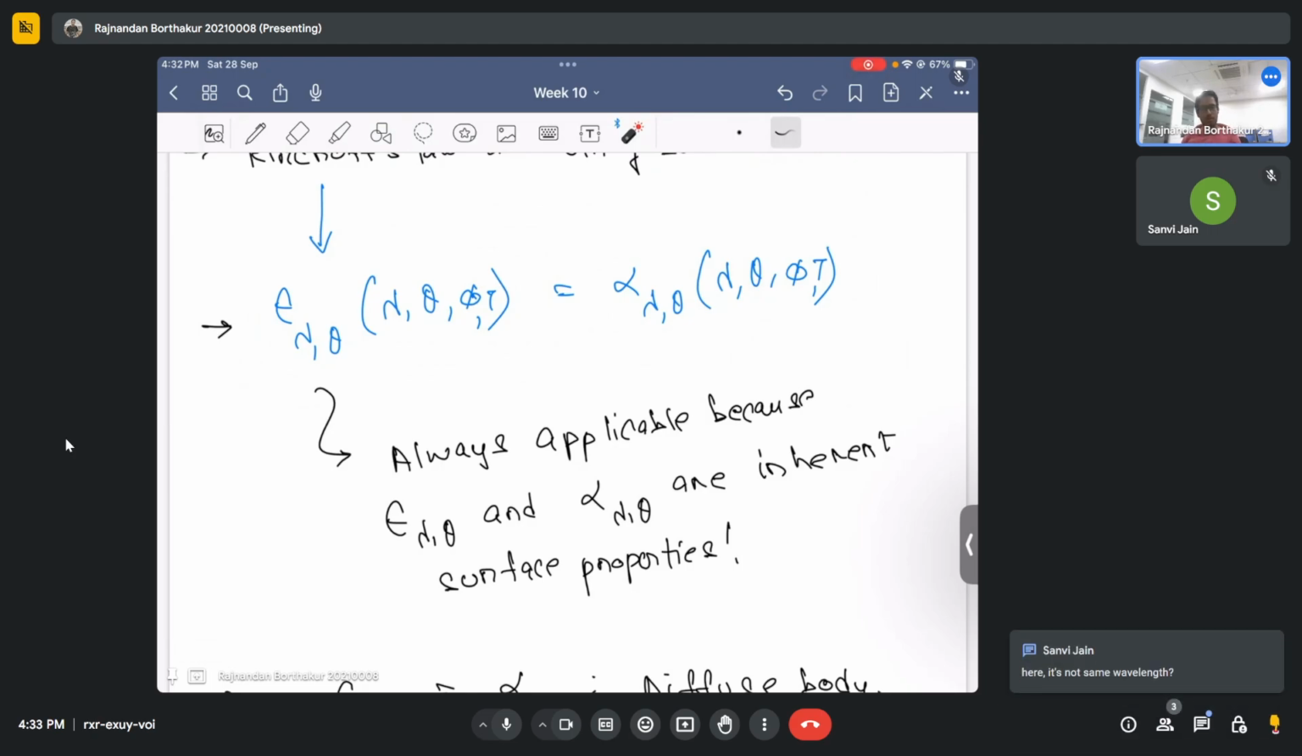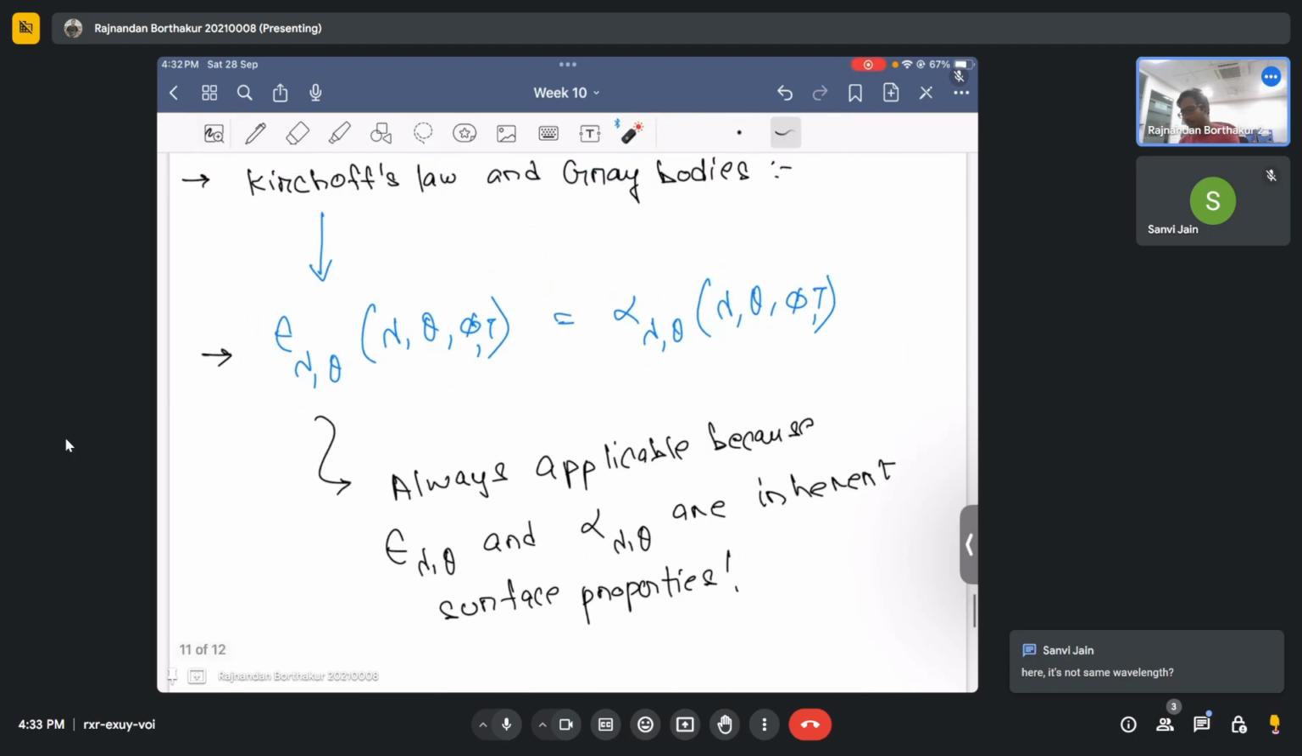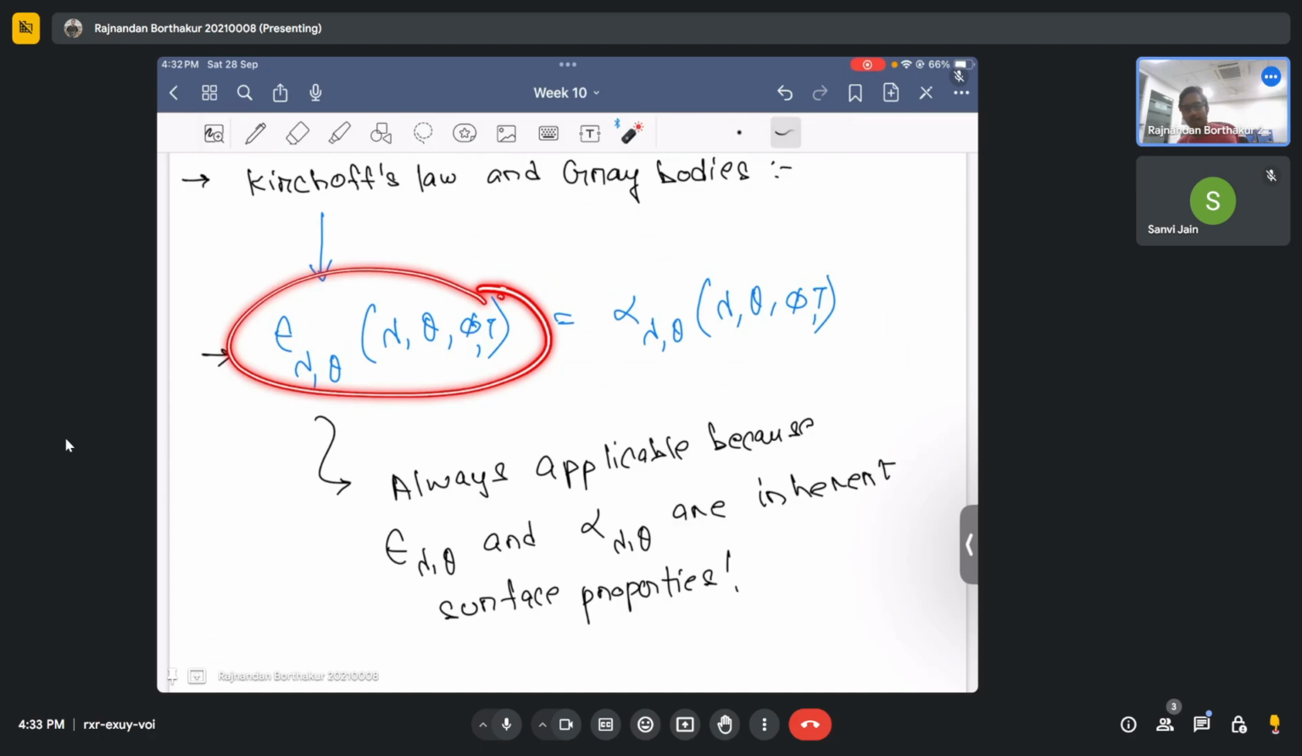Or okay, here it's not the same wavelength. I mean, here, if you are writing this, that means you are calculating it at a particular wavelength and at a particular direction. So again, as I said, if you are calculating this ratio, that is epsilon lambda theta, you need to consider this I lambda e of a real body to the I b lambda, which is for a black body at the same wavelength itself.